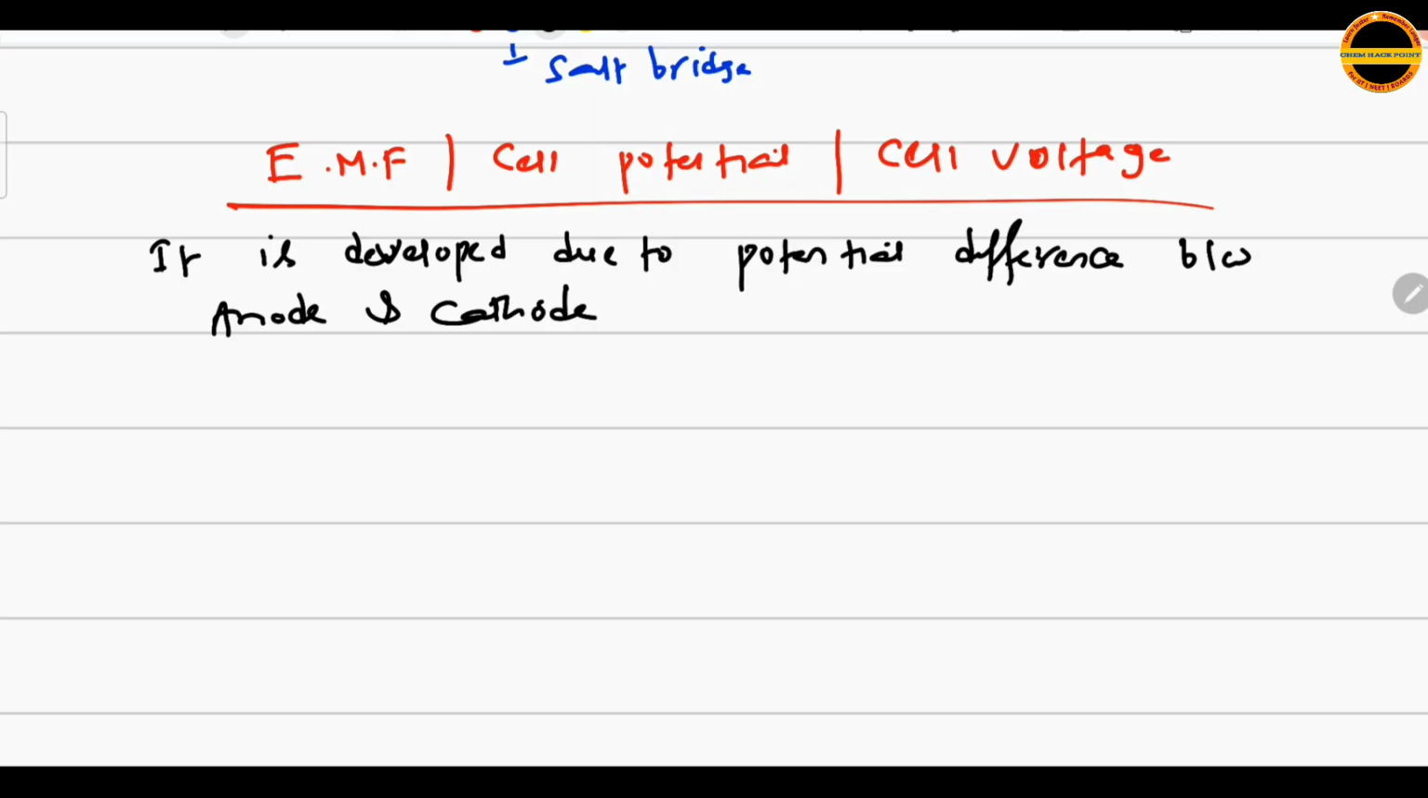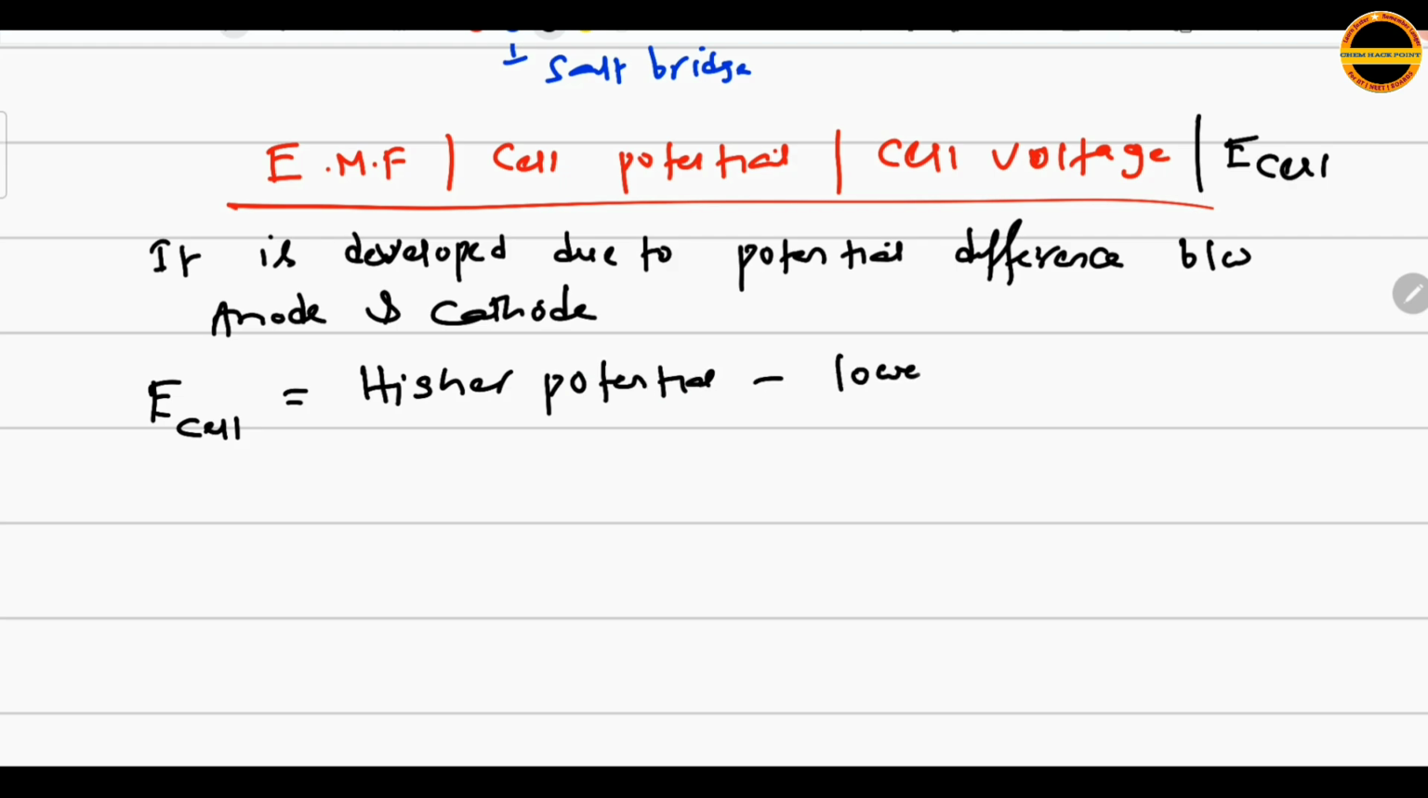So how do we find E cell here? You can represent it as E cell also. E cell is equal to higher potential minus lower potential according to the IUPAC representation. Higher potential minus lower potential.